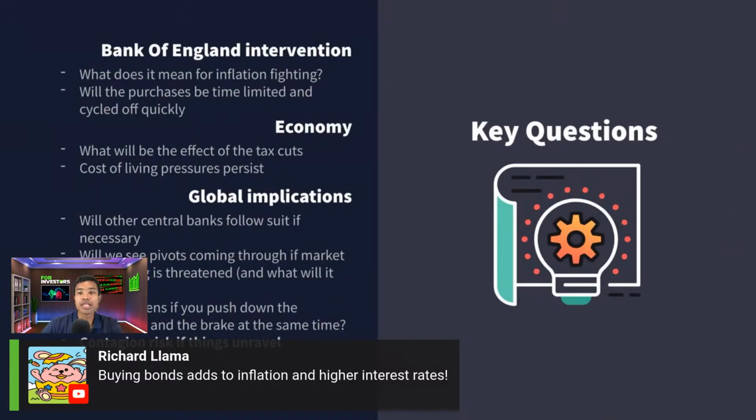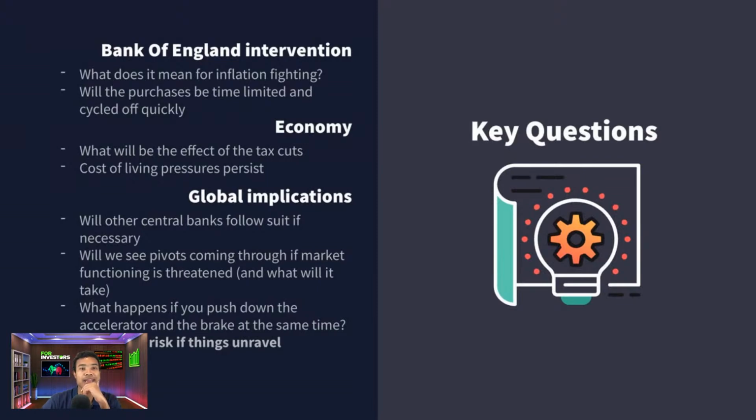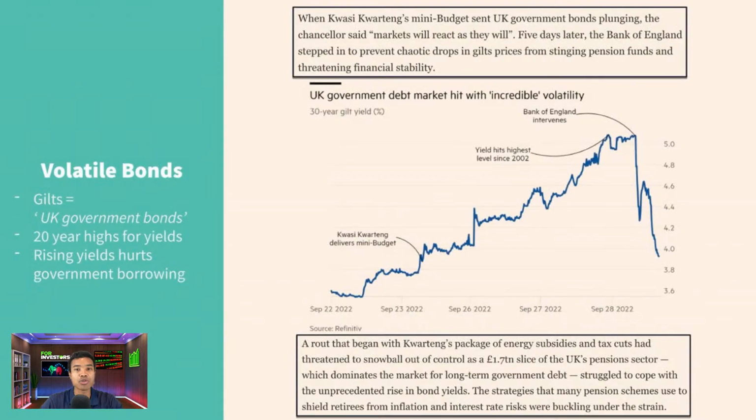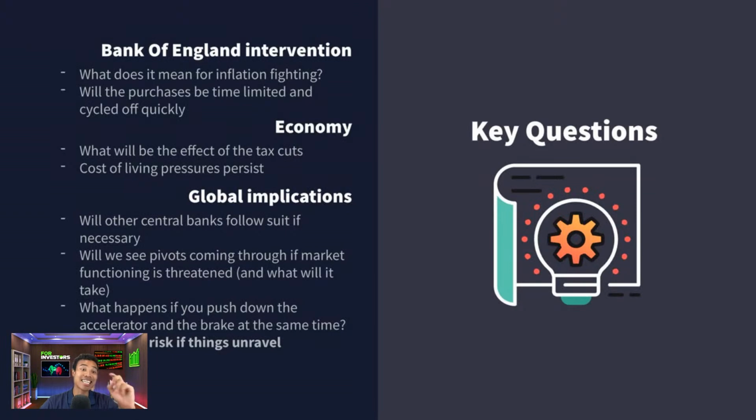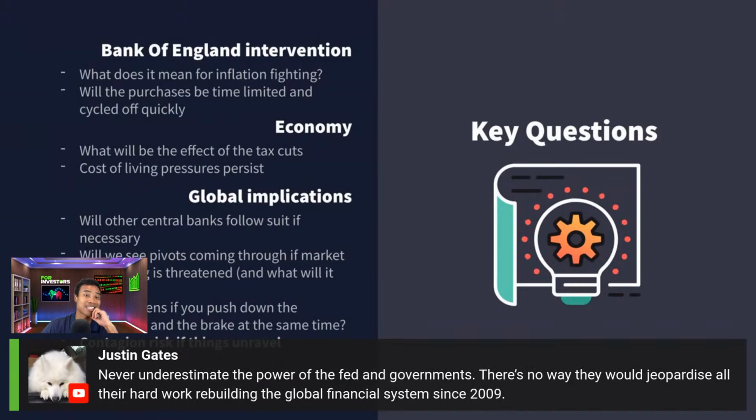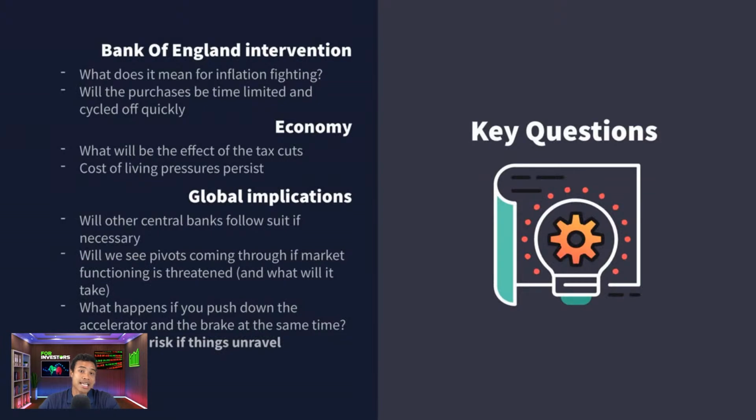So the second question that we have is, will the purchases be time limited and cycled off quickly? So obviously, as we saw back here, £5 billion a day for 13 days to restore order. We've got a time cap on it. But what's worth noting is that what is initially intended as temporary can become permanent or longer term. Not to say that this will or won't happen here, but if things need to be supported, they need to be supported, right? And suddenly you can fall into a system where things are being supported for too long, i.e. what Justin mentioned here, where you've got a huge amount of support coming in from central banks. Essentially, the tap wasn't turned off for 12 years after the GFC. And when the tap's not turned off, then you don't reset things. So that's a key consideration, right?